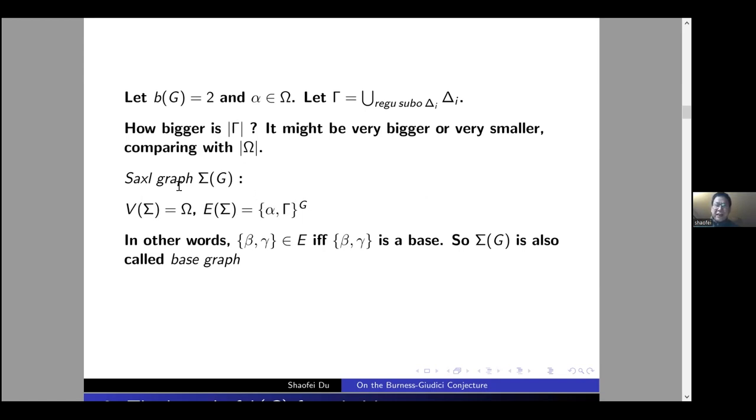This graph, we call it a structure graph, defined by this gamma. In other words, beta gamma is an edge if and only if beta gamma is a base, because for the edge from alpha, take any point from gamma, this one edge. This gamma belongs to some suborbit, a regular suborbit. That means beta gamma is a base. So this structure graph we also call the basic graph. This is very clear. You can define it by base.